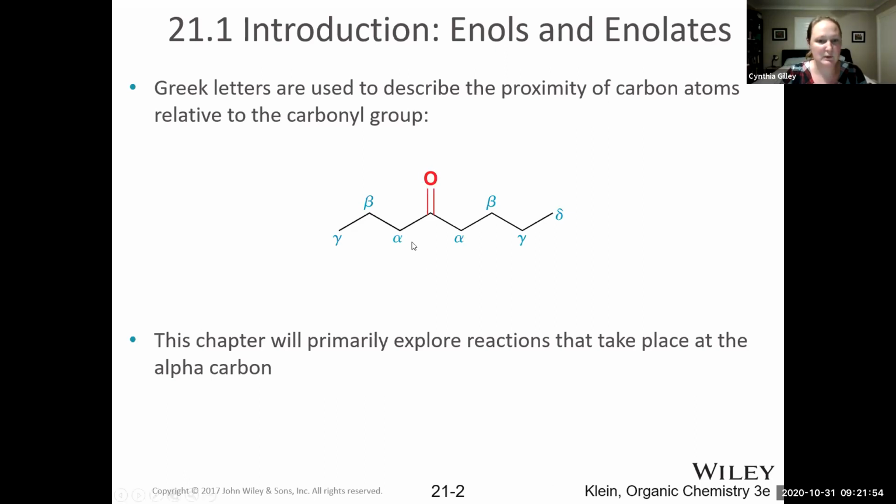So I want you to call your attention to the carbons in this ketone. The carbons that are directly attached to the carbonyl carbon are called the alpha carbons. The carbons directly attached to those are the beta carbons, and then the gamma carbons, and then the delta carbons. So the reactive carbon that forms an enol or an enolate are the alpha carbons, and so those are the ones we're going to spend the most time talking about.